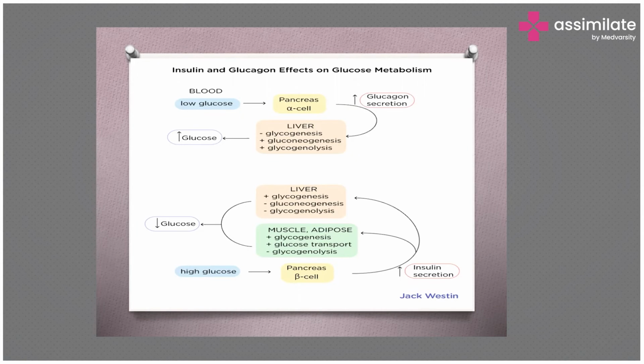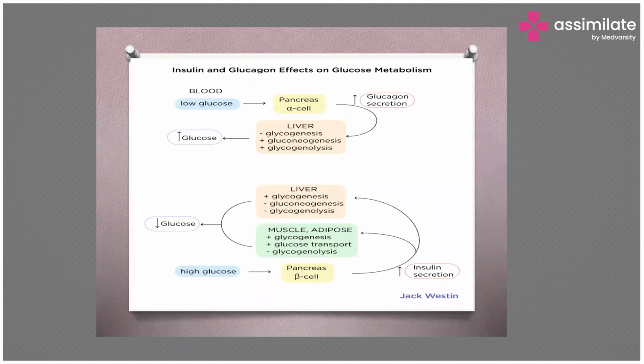gluconeogenesis, in which glucose is synthesized from non-carbohydrate precursors in the body. This can be pyruvate, this can be acetyl-CoA, this can be fatty acids. The second cycle which glucagon is stimulating is glycogenolysis, the breakdown of stored glycogen into glucose. This is how exactly the hyperglycemic hormone glucagon is increasing the blood glucose levels in the fasting state.